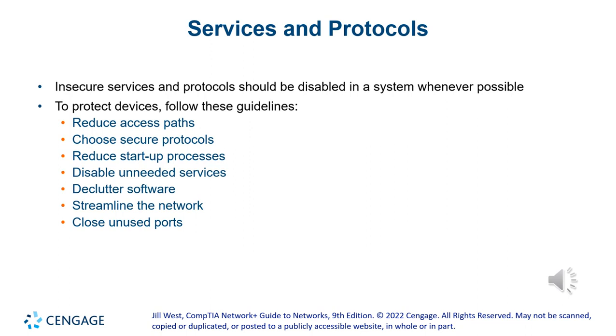Now, when it comes to system performance, you have to be careful what services and protocols you have enabled. You enable only the things that you want, basically, so you reduce the access path. How many ways can you get into a system? You choose your secure protocols, like SSH and secure keys, whatever you want to use to protect that system.